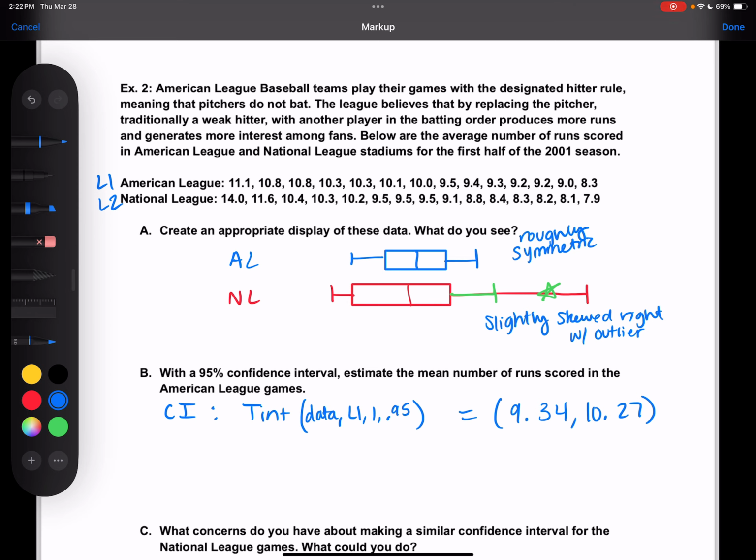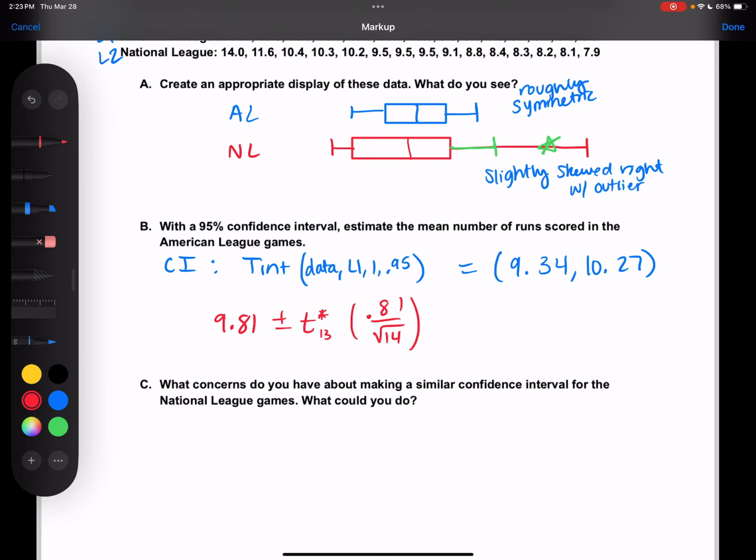By doing this, it provided me my X bar, my standard deviation, and the sample size. So I could actually go through and set this up by hand now as 9.81 plus or minus T star sub 13, because my n value is 14, times 0.81 over the square root of 14, and I would have gotten it that way as well.